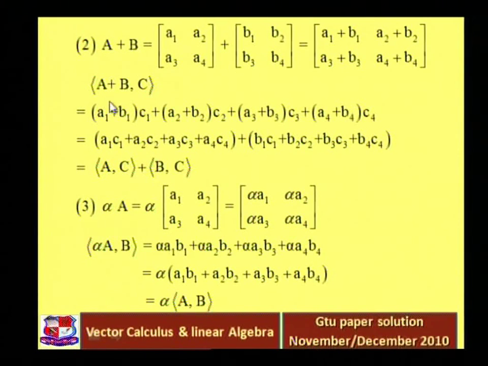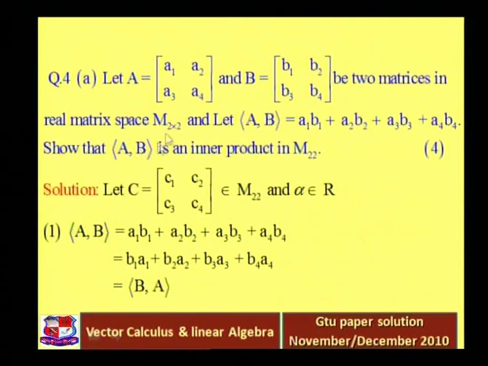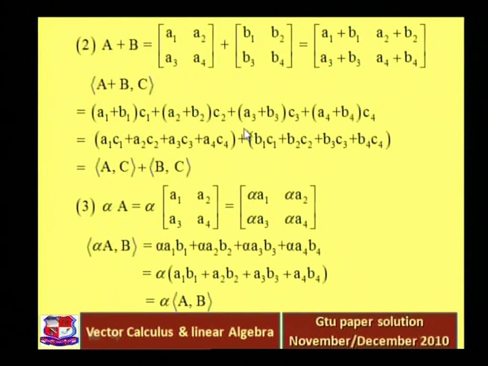Now inner product A plus B with C, that is equal to, by definition, you can see our definition of inner product, that is A1 B1 plus A2 B2 plus A3 B3 plus A4 B4. That means the first element multiplies with the first element of B, then the second element multiplies with the second element of matrix B, right? Similarly with the third element and fourth element, third coordinate and fourth coordinate.